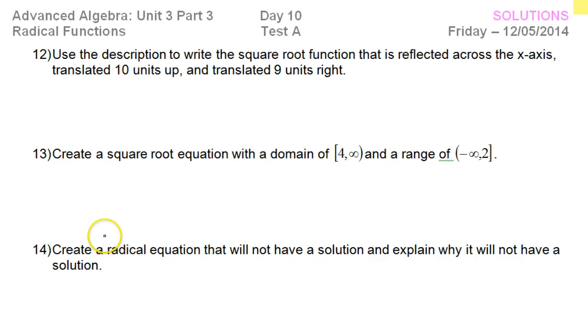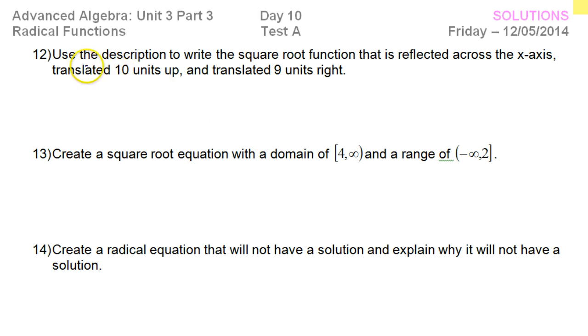Alright, this is the third and final part of our test on radical functions. In this video we will focus on transformations of radical functions and how those transformations appear in the functions.